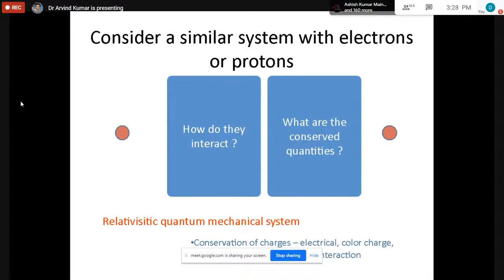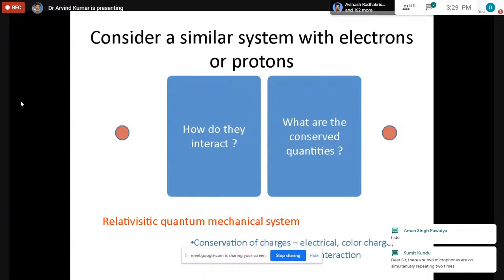So you want to look at, say, if you have a collision of two particles, what are the conserved quantities? Or it could be a decay. It could be a cross section between two particles. It could be a decay. In any of these processes, what we look at are the essential conserved quantities, actually. Yeah, the next slide.